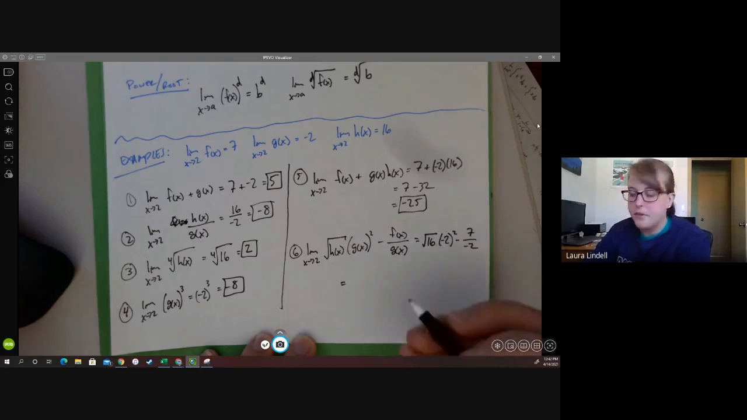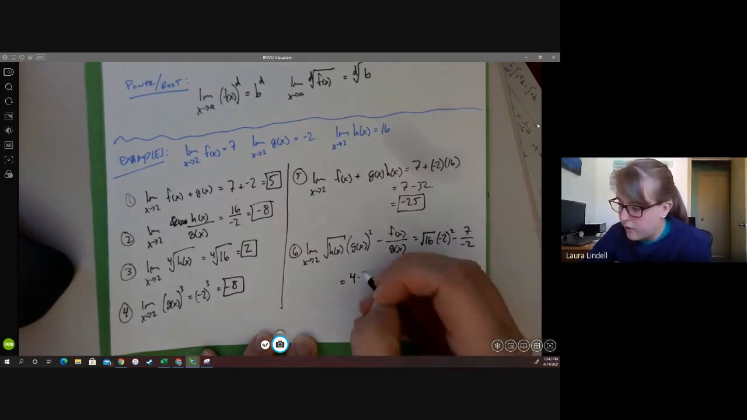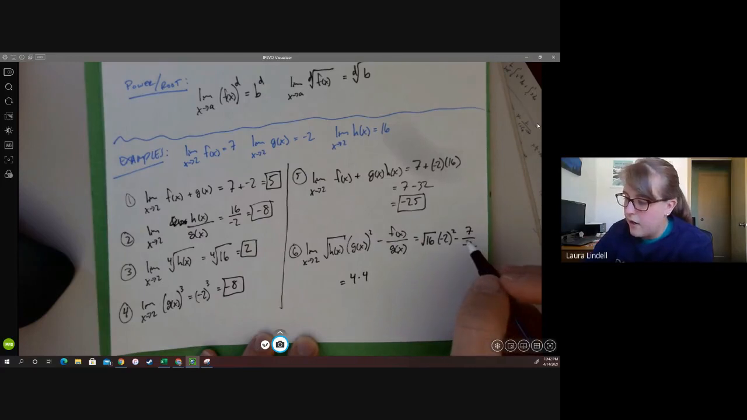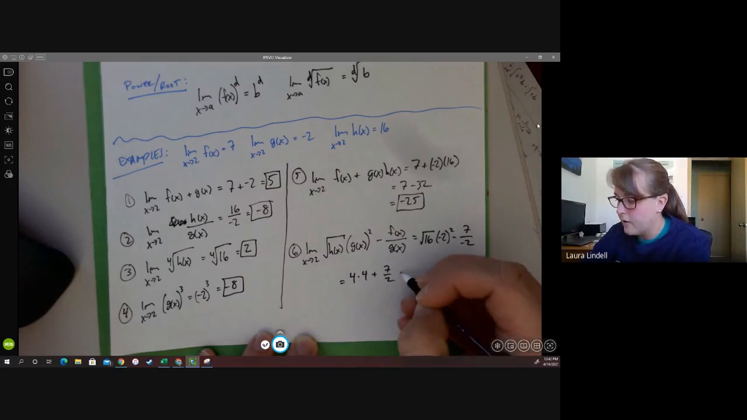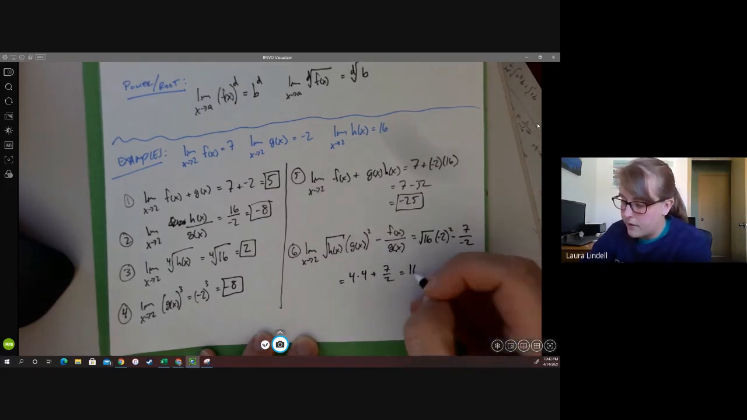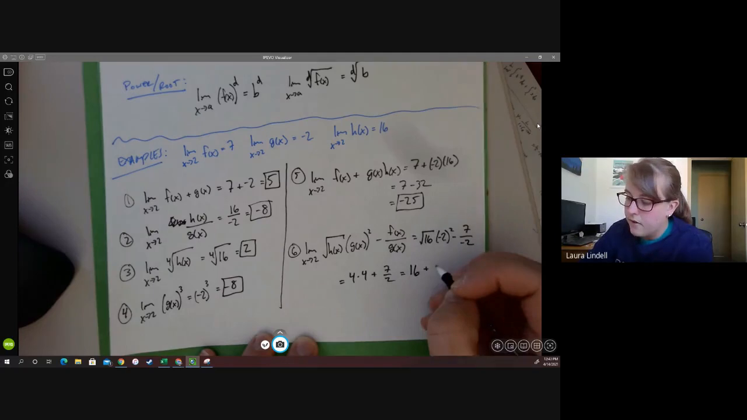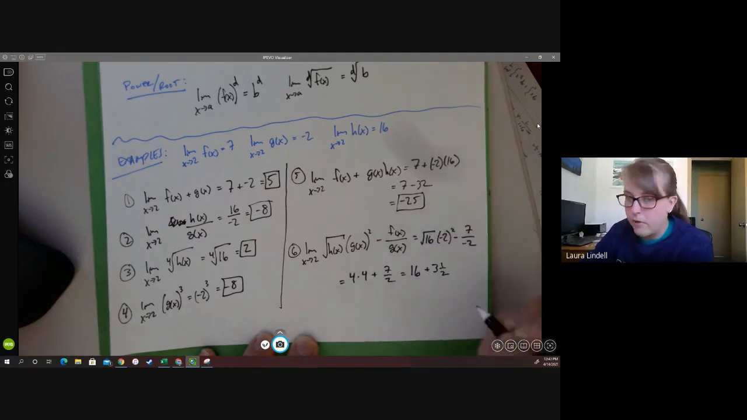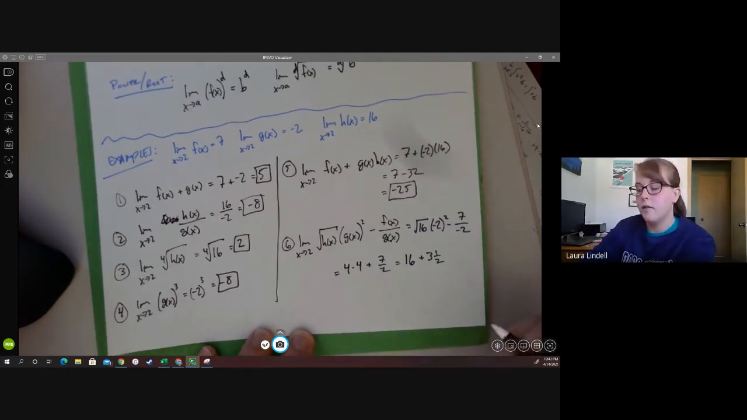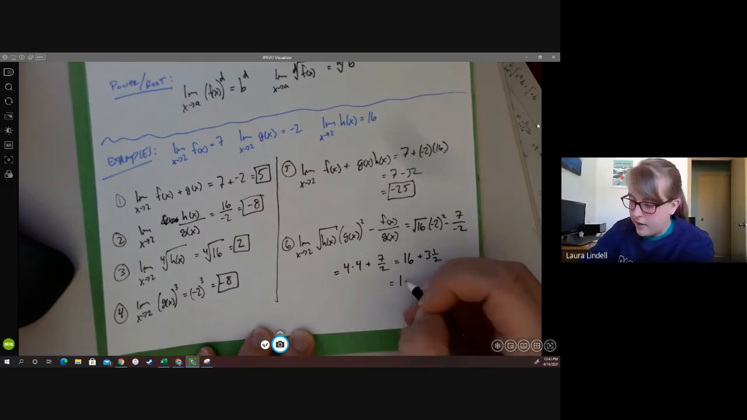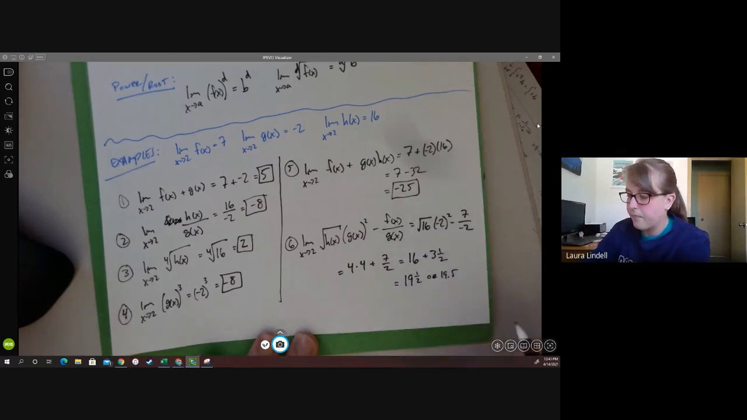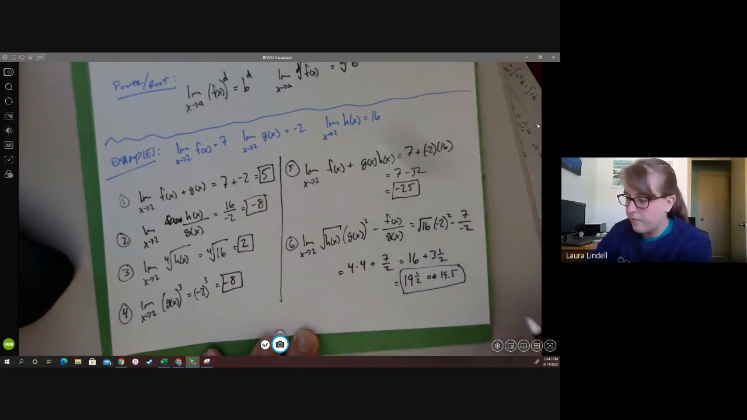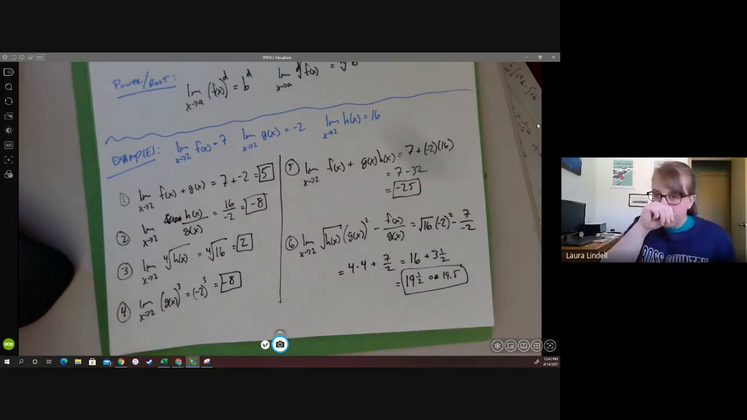All right, and then the square root of 16 is 4, -2 squared is also 4, and then minus 7 over -2, which ends up being plus 7 halves. And then 4 times 4 is 16. 7 over 2 is 3.5 or 3 and a half. Either way is fine. So that would be 19.5 or 19 and a half. And that's really about as complicated as those are going to get.